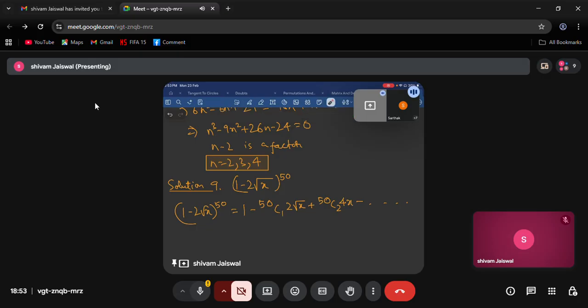So basically we need the even powers. I mean 50c2, 50c4, all these things we require, right? Yes, sir. So all the odd terms should get cancelled. What I'm going to do is I'm going to write 1 plus 2 root over x whole to the power 50, and then I'm going to add 1 minus 50c1 into 2 root over x, so that all the irrational powers get cancelled.